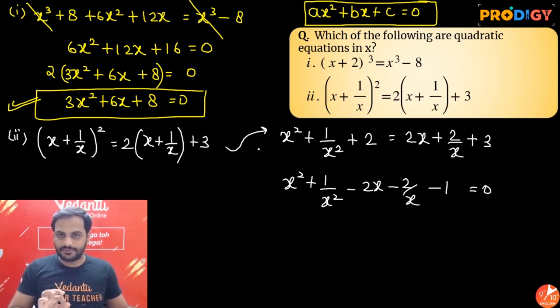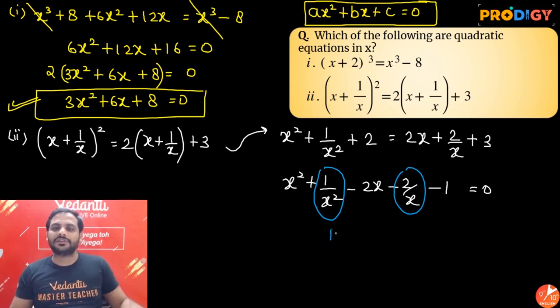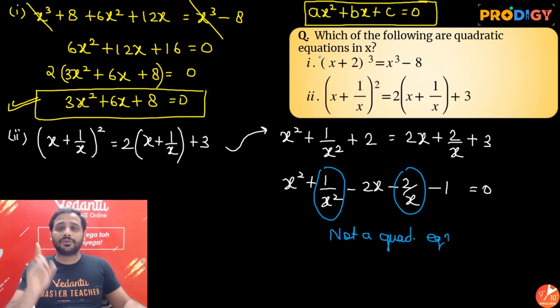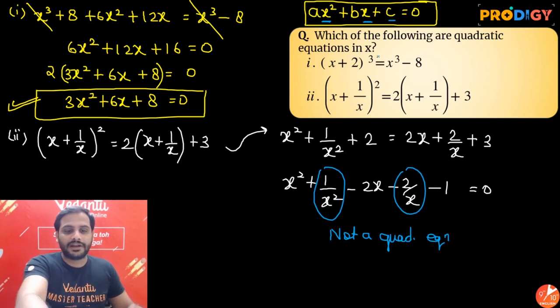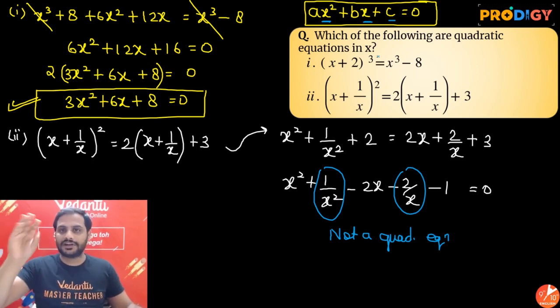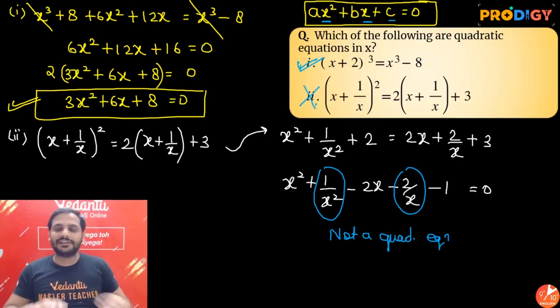Now guys, if you see, even if I take LCM, I will get the term x raised to the power 4, which is no longer a quadratic equation. And here also you can see that since 1 by x square and 2 by x are in the denominator, it is not a quadratic equation. Because in a quadratic equation we can have only the x square term, the x term and the constant term. The x square term compulsorily should be there. The x term and the constant term may be there, may not be there, no issue. But the x square term compulsorily should be there. Other than these three terms, no other term is allowed. So the first one is a quadratic equation, the second one is not.